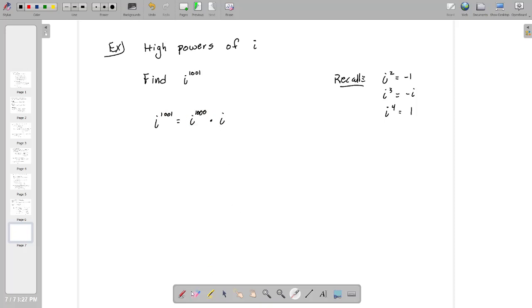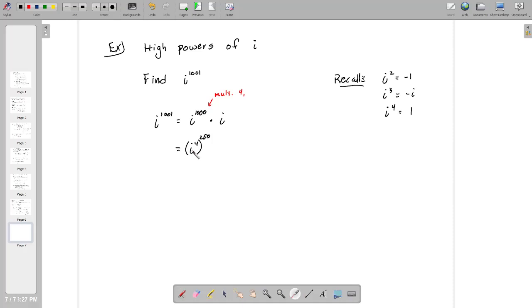Now I'm doing this specifically because 1000 is a multiple of 4. This is very important in these types of problems. This is the key. This is a multiple of 4. Okay, so now what I'm going to do is abuse the property that i to the 4th is equal to 1. I'm going to rewrite this as i to the 4th to the 250th power.